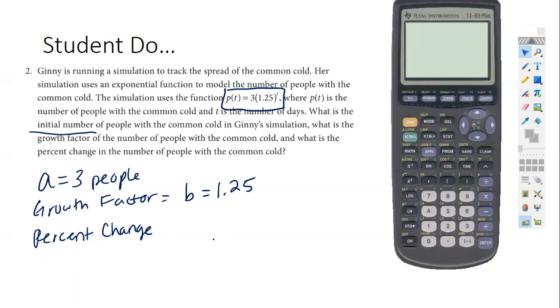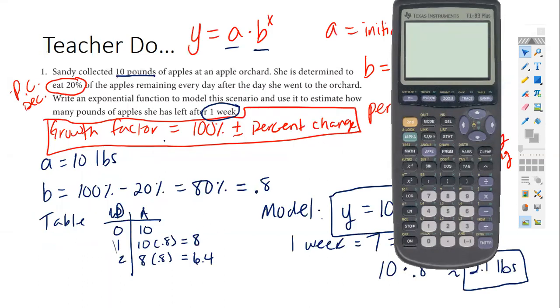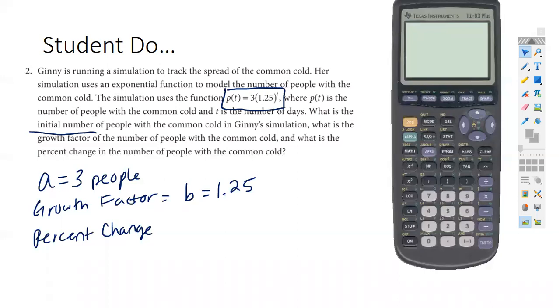Our percent change, the relationship is our growth factor equals, what do we write here? Remember, growth factor equals 100% plus or minus your percent change, right? So if I know that my growth factor is 1.25, which is the same thing as 125%, equals 100% plus or minus our percent change, right? What plus 100% is going to make 125%? 25. So our percent change is an increase of 25%. Okay, that's us going backwards.